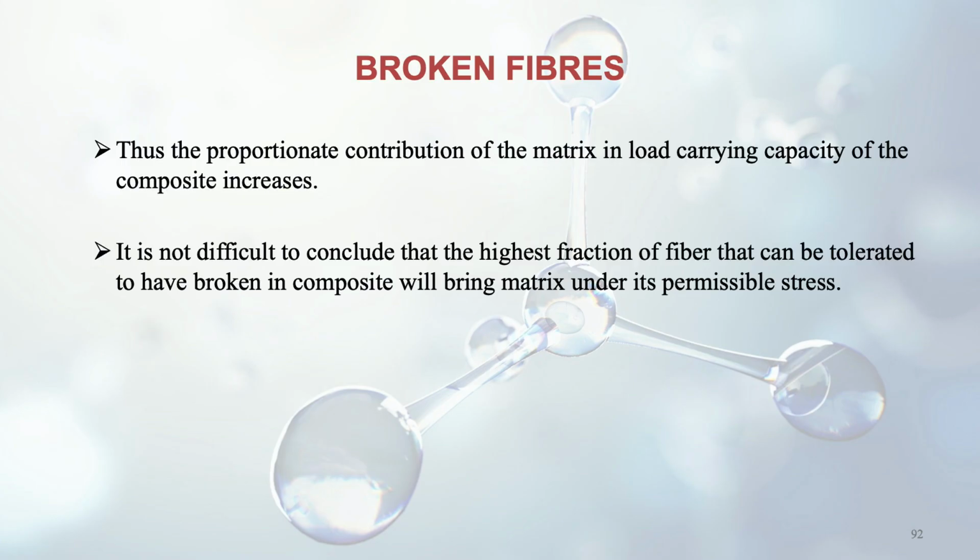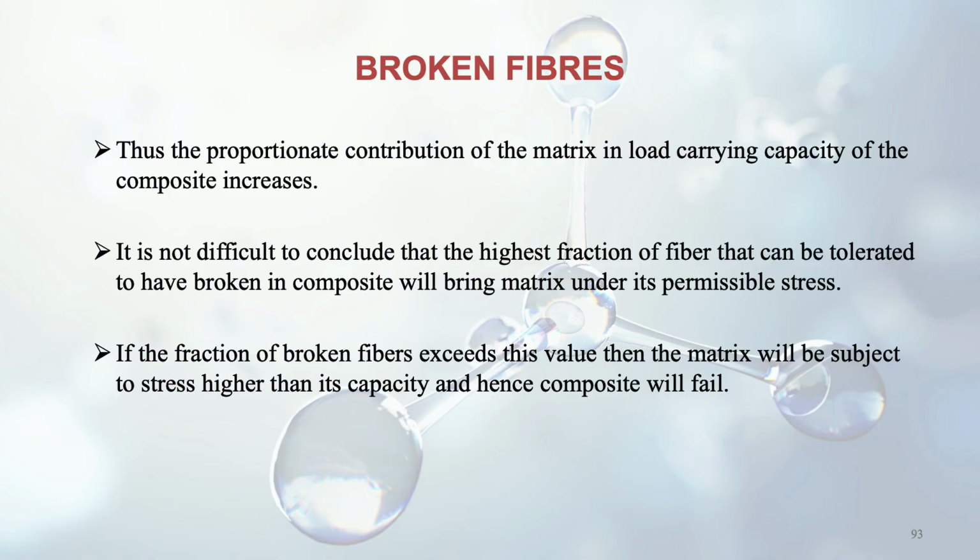And it is not difficult to conclude that the highest fraction of fiber that can be tolerated to have broken in the composite will bring the matrix under its permissible stress. So then the load is increasing on the matrix, so it may come up to the level of its permissible stress. If the fraction of broken fibers exceeds this value, then the matrix will be subject to stress higher than its capacity, and definitely it will fail and the whole composite will fail.